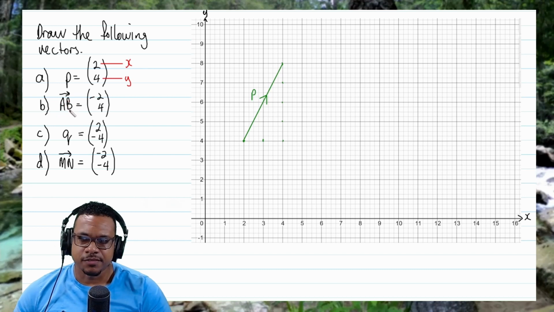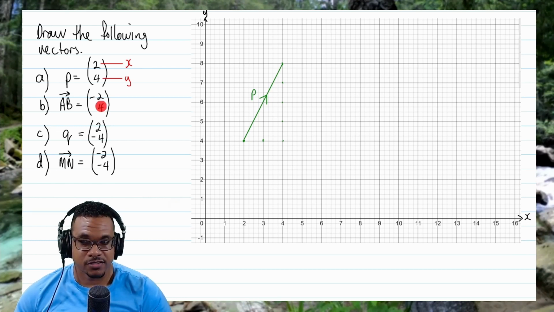So now let's look at the vector AB. So this A and this B with this arrow on top means the tail of the vector is at A and the head of the vector is at B. And in this vector, our x component is -2, so we'll be going 2 units to the left. And our y component is +4, so that's 4 units upwards.